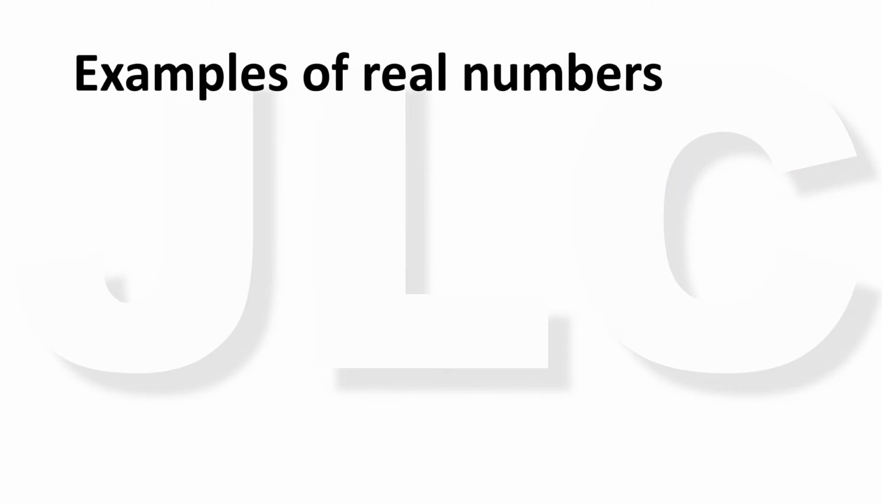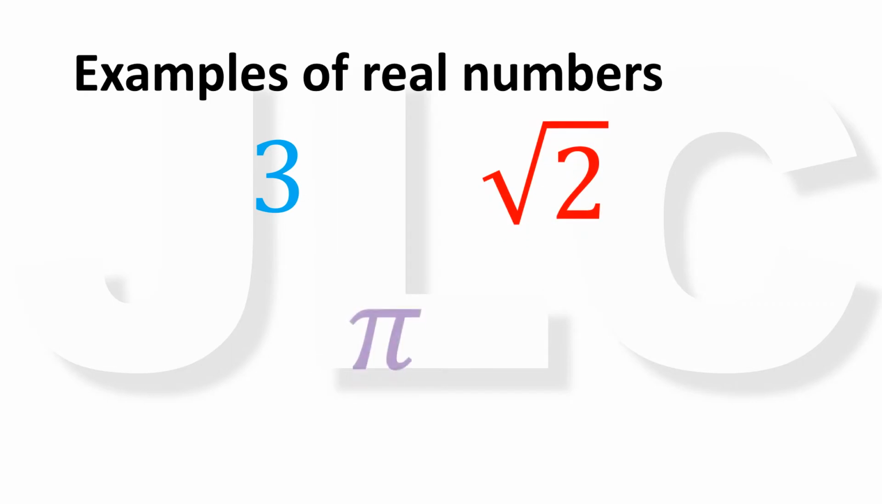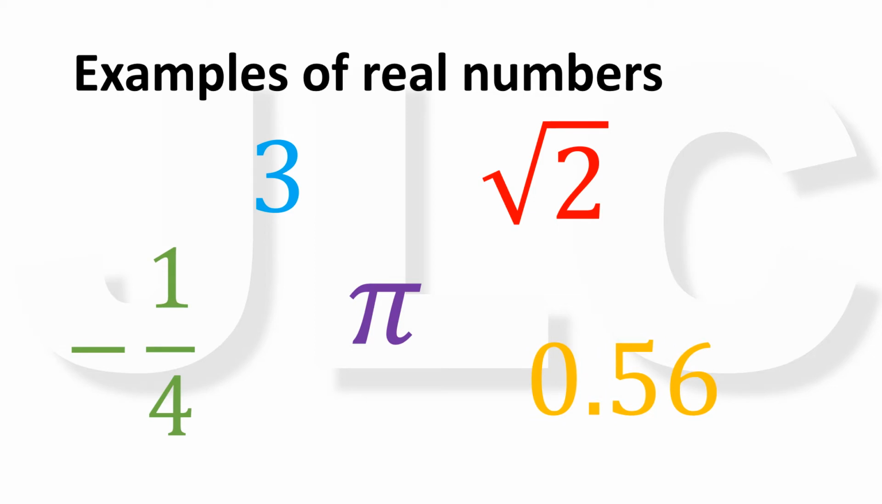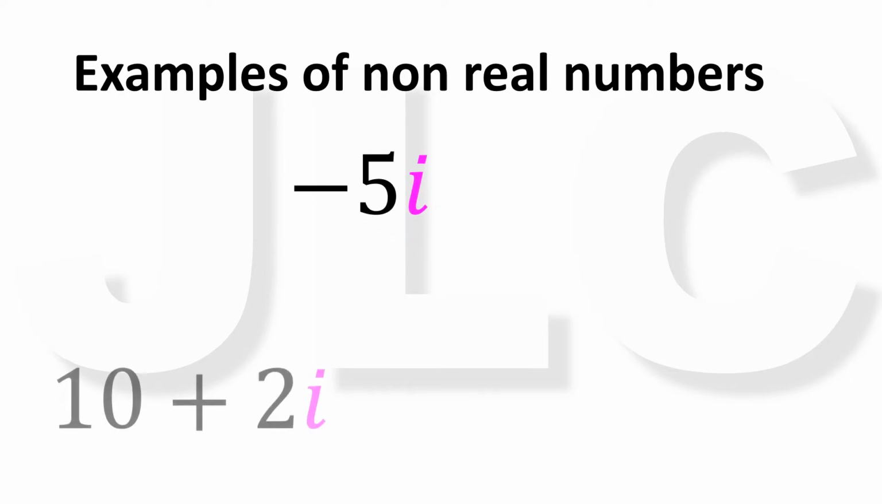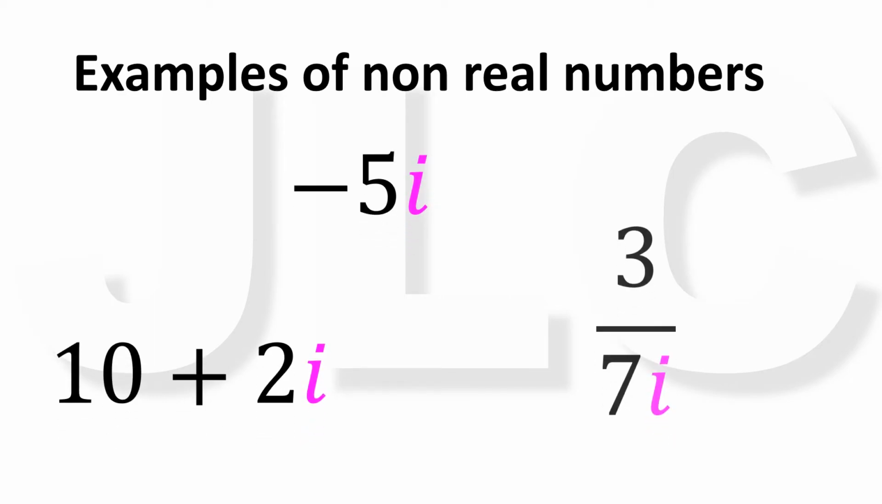Examples of real numbers are 3, square root of 2, pi, -1/4, and 0.56. Examples of non-real numbers are -5i, 10 plus 2i, and 3/7i.